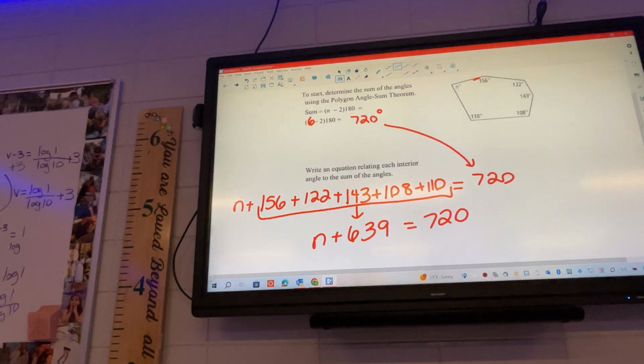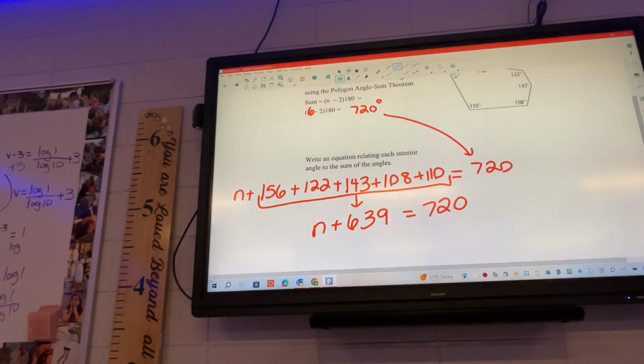Okay, well again, if we're trying to solve for n, what needs done? 720 minus 639. Wait, what needs done? Don't we gotta put the 6 in the spot of n? You gotta minus the 639.